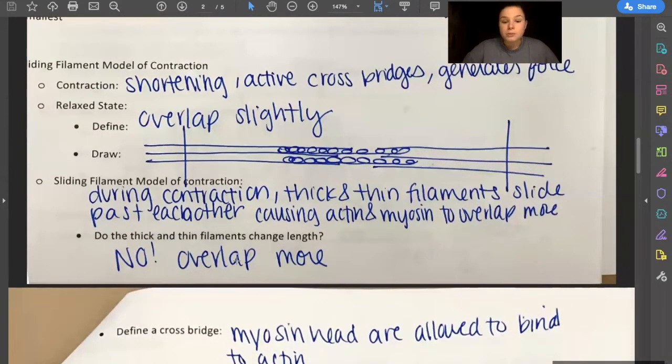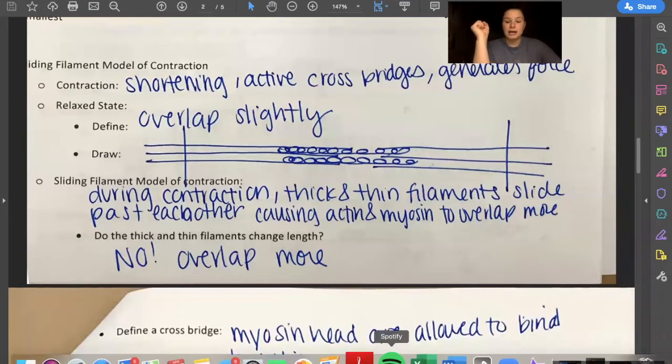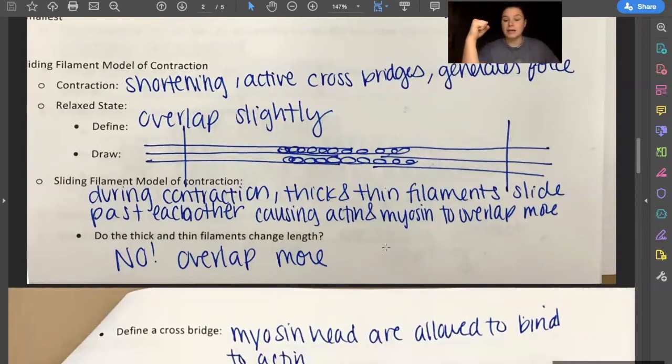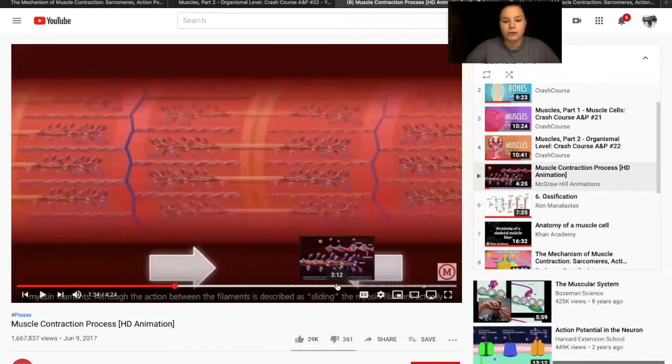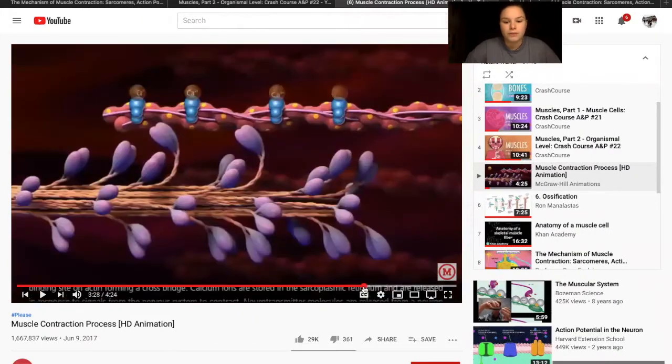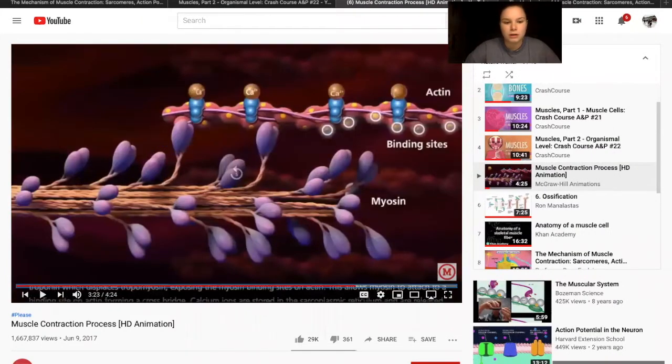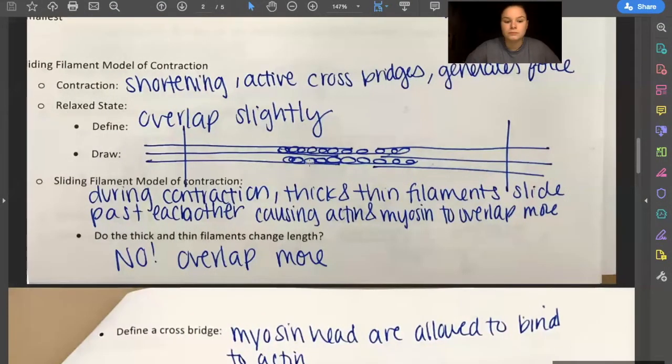Okay, so a cross bridge is when the myosin head is allowed to come up and make that connection with actin. We saw that earlier. Oh, it's kind of contracting. This is that cross bridge when it pulls up and touches the binding site.